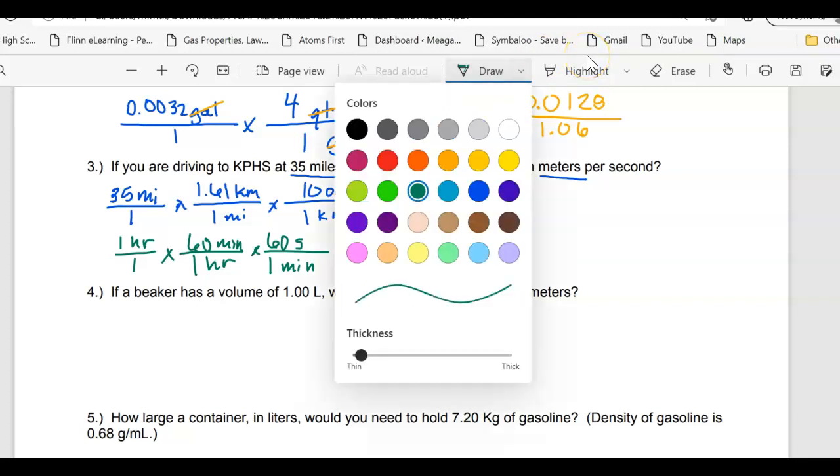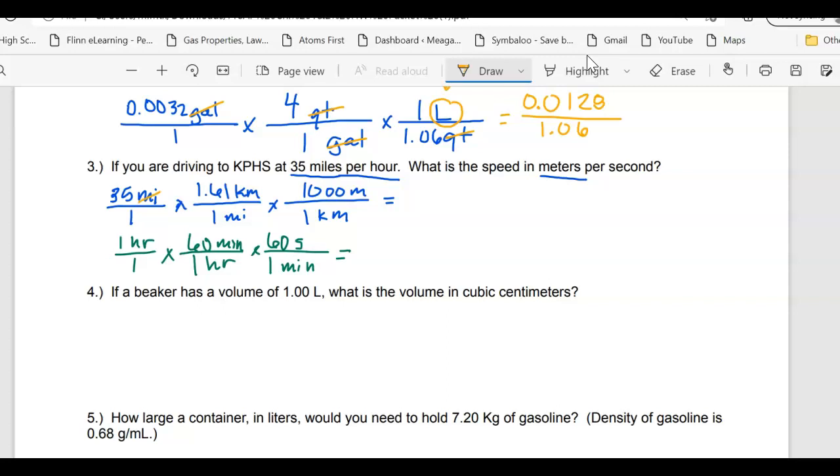Okay, so if I start canceling things out, mile cancels mile, kilometer cancels kilometer. If I multiply this together, what I'm going to get is 56,350 meters. If I multiply this out, it should be 3,600. Let's double check. 3,600.